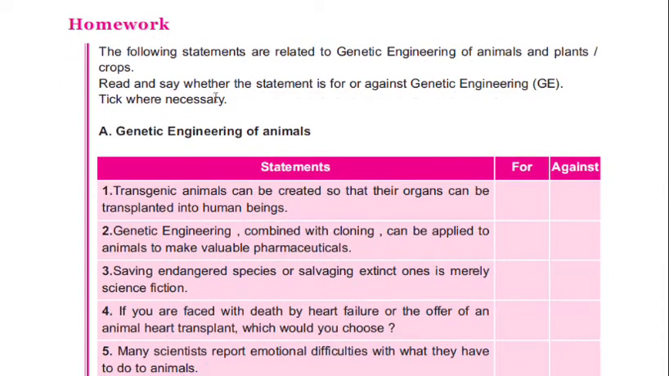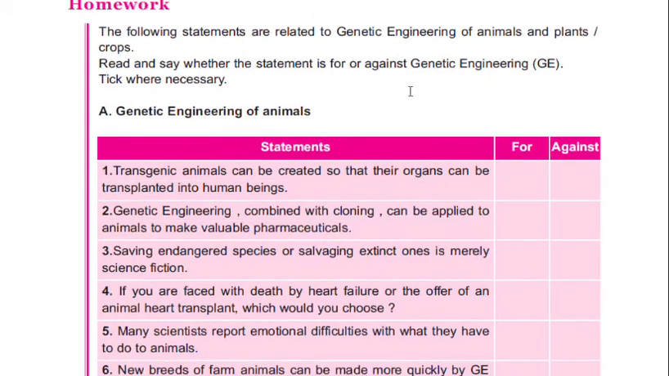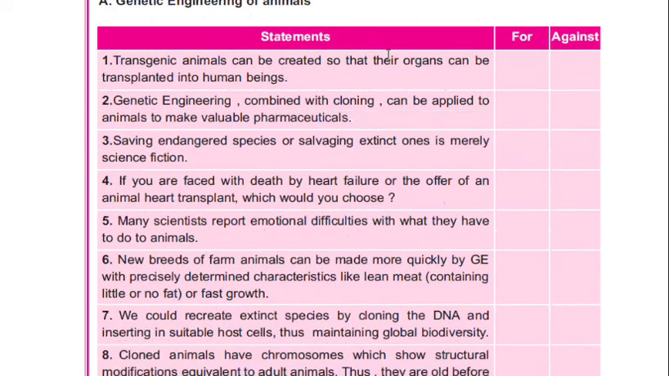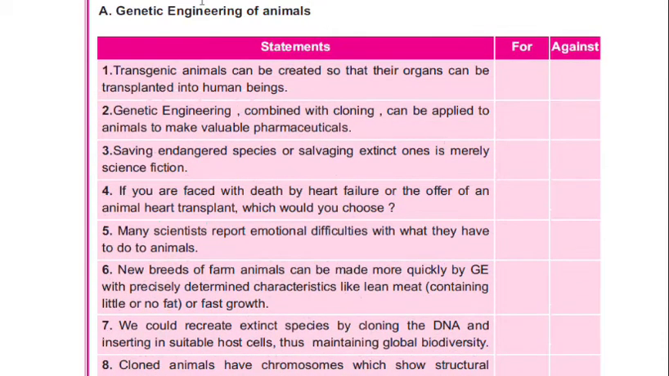The following statements are related to genetic engineering of animals and plants. We're talking about crops. Crops are vast plantations of plants that are used for food. Read and say whether these statements are for or against genetic engineering. So we're talking about these statements, not your own opinion, but whether these statements are for or against.